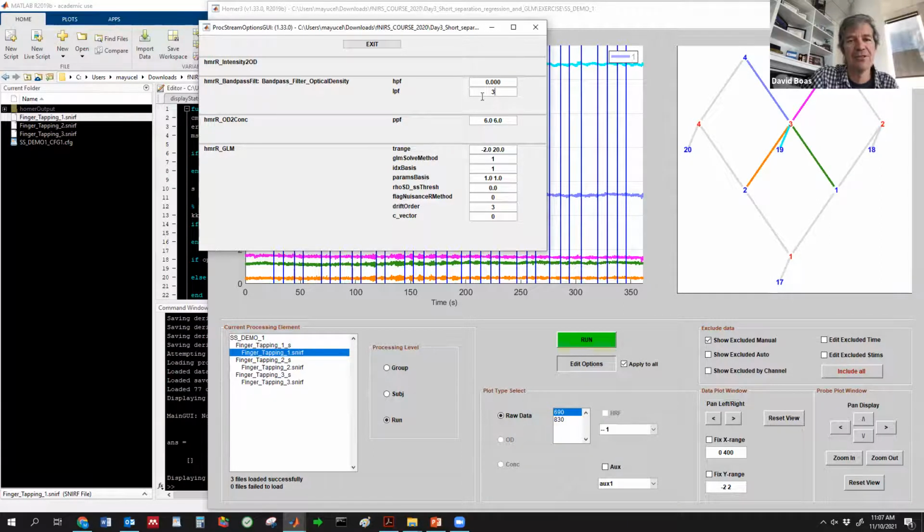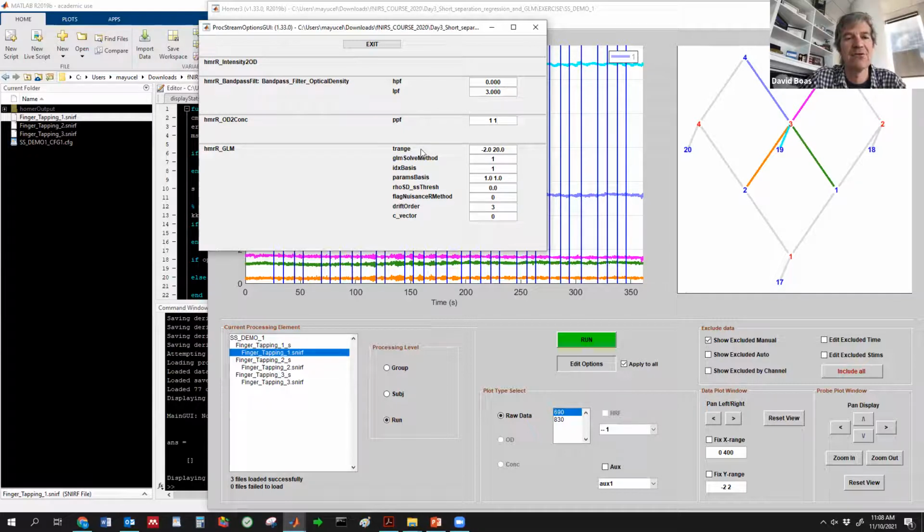People like to use 0.5 there because it gives them a more smooth HRF. But the GLM is going to smooth out the HRF for us. So as a result, we don't really need to use that low pass filter. For the OD to concentration, we were discussing defaults, we like to use 1 and 1. This was 6 because historically we used to always use 6 and 6, but today the field is conventionally using 1 and 1.